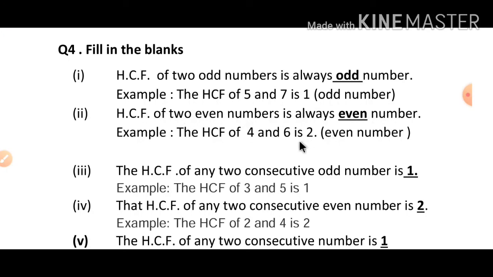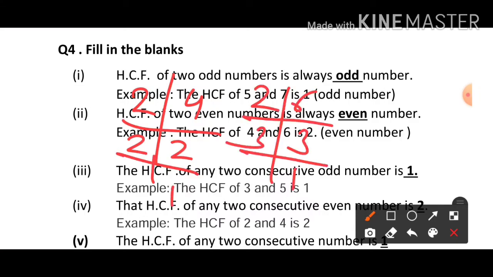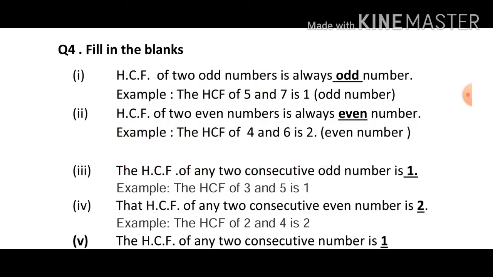Second one, the HCF of two even numbers is always dash number. So let us take two even numbers. We have taken here 4 and 6. Now find the HCF of 4. 2 2s are 4, 2 1s are 2, and for 6, 2 3s are 6, 3 1s are 3. So the highest common factor, here you can see the common factor is only 2. And 2 is an even number. We can say that the HCF of two even numbers is always an even number.